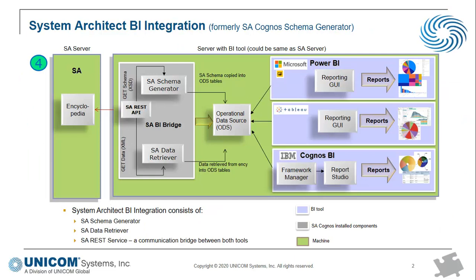So this is a block diagram of what the SABI integration looks like. You're generating an ODS data source to SQL Server. You're using the same SQL Server you're using to serve up System Architect encyclopedias, but this will be a special SQL Server database that you then use to query the information in the BI tool.